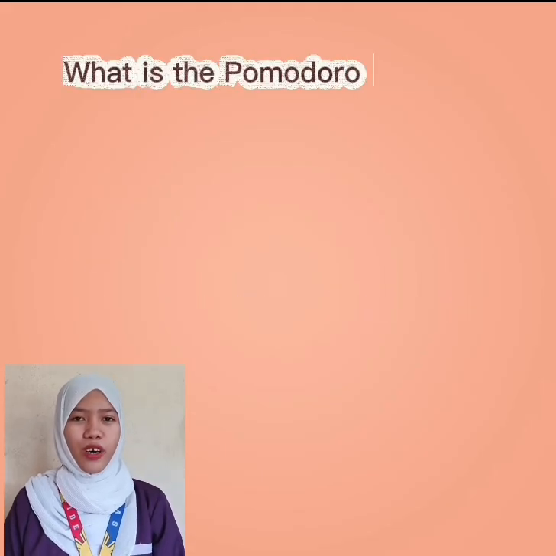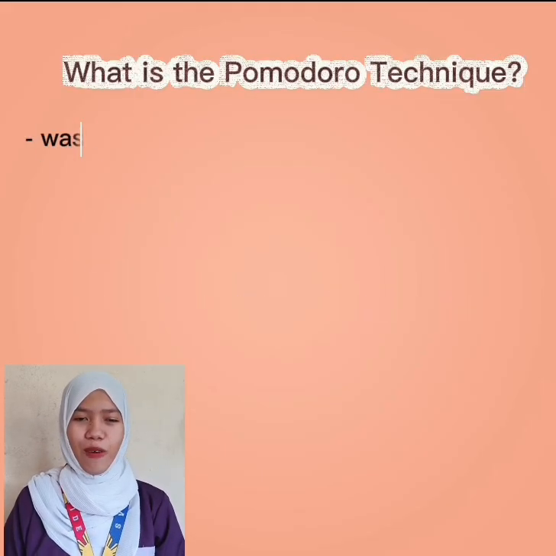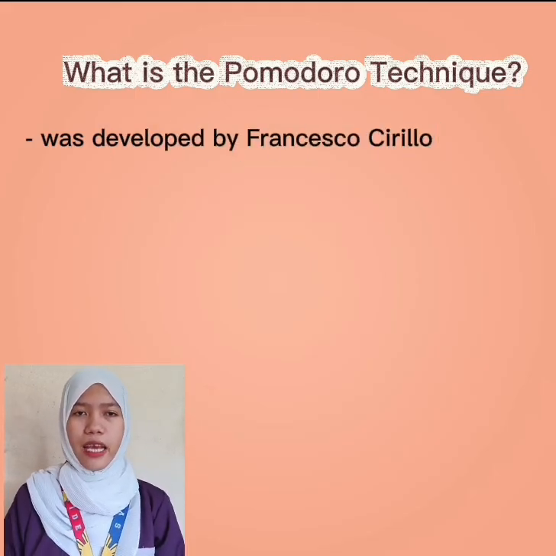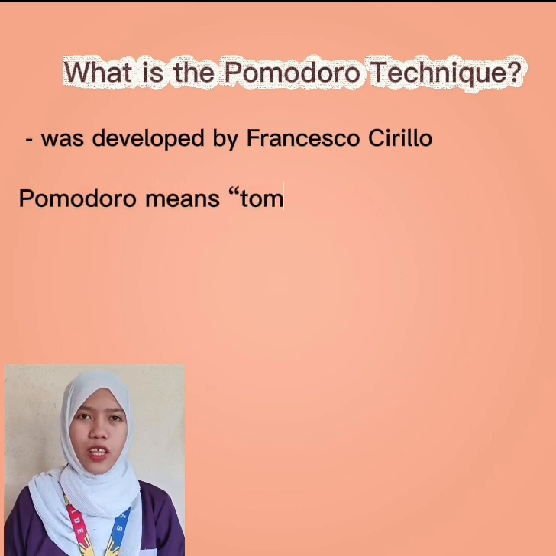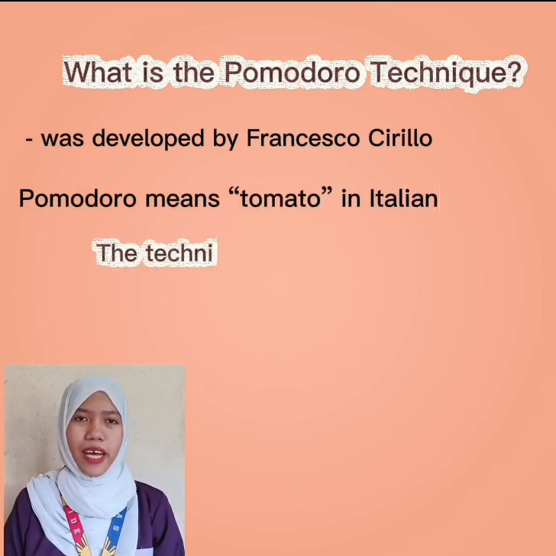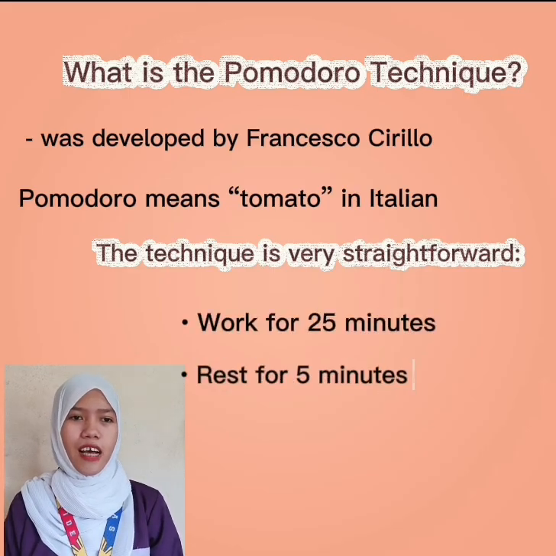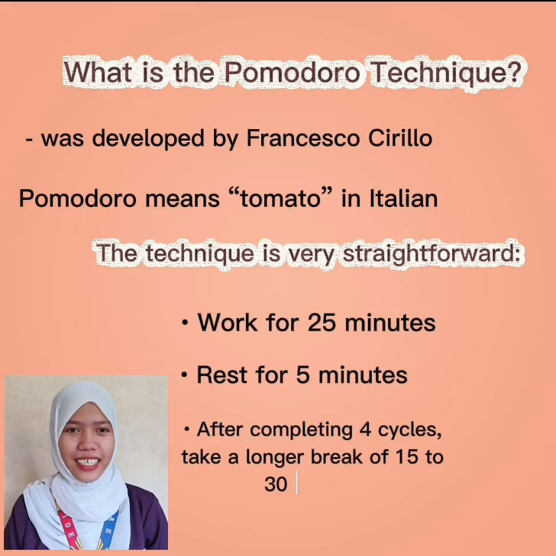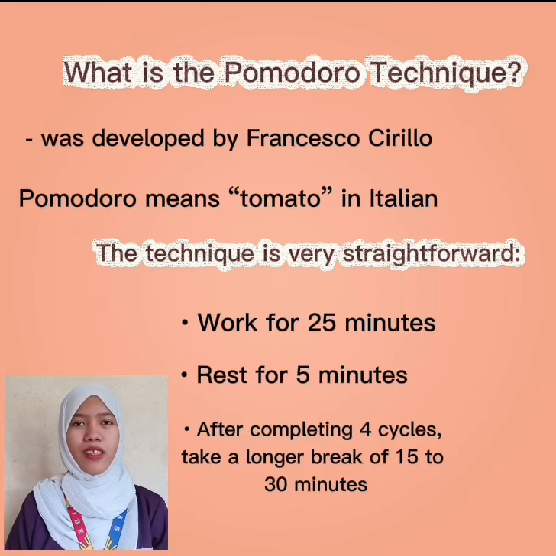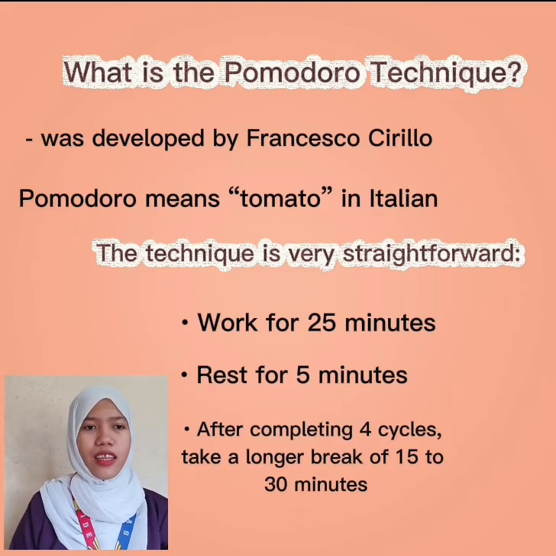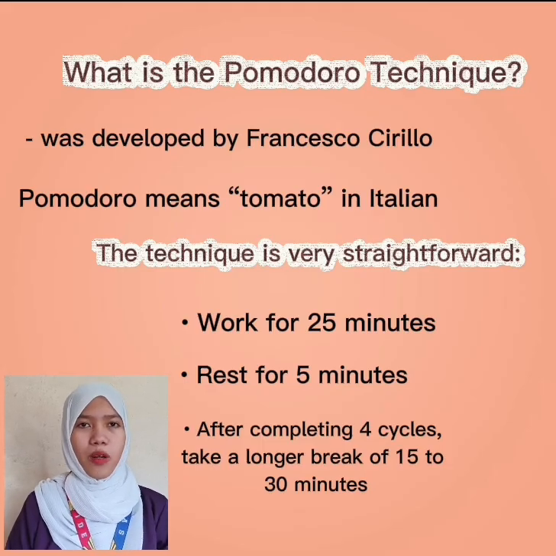What is the Pomodoro technique? The Pomodoro technique was developed by Francesco Cirillo, who used a tomato-shaped kitchen timer. Pomodoro means tomato in Italian. The technique is very straightforward. Work for 25 minutes, rest for 5 minutes, and after completing 4 cycles, take a longer break of 15 to 30 minutes. This cycle helps your brain stay fresh, focused, and productive. It turns long, overwhelming tasks into short, manageable sessions.